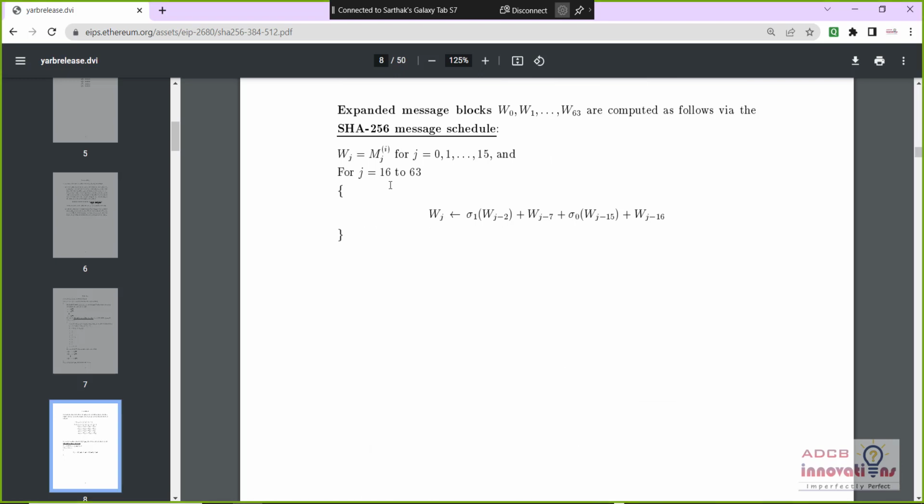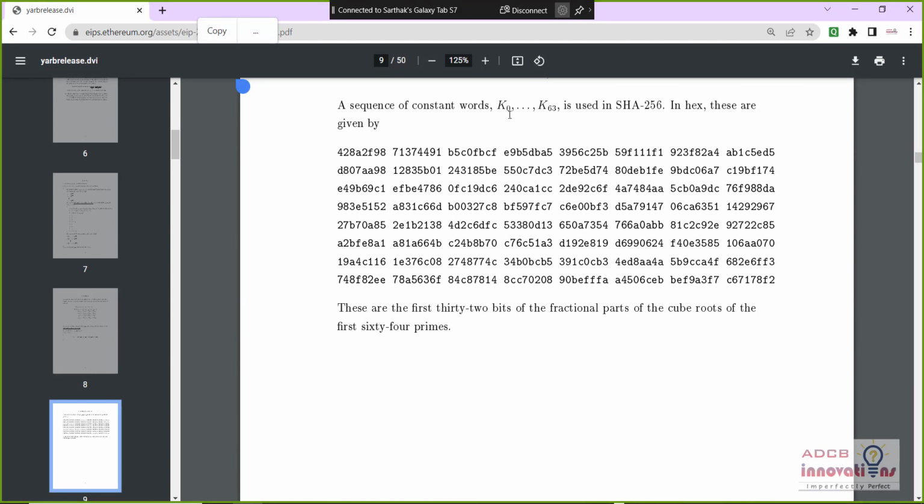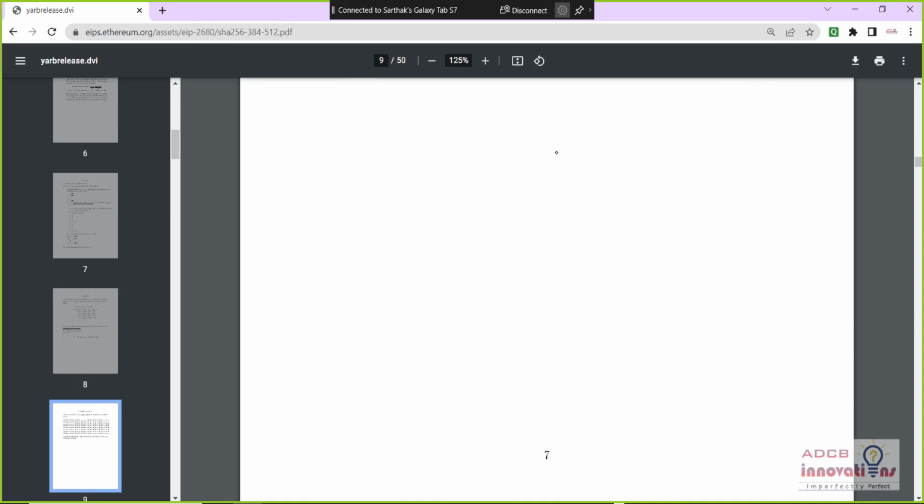And we have seen that this is how the W values are getting updated for 16 to 63 and 0 to 15. And these are the values of the K constants. You see we have seen one of the K constants here, and these are the 64 K constants.